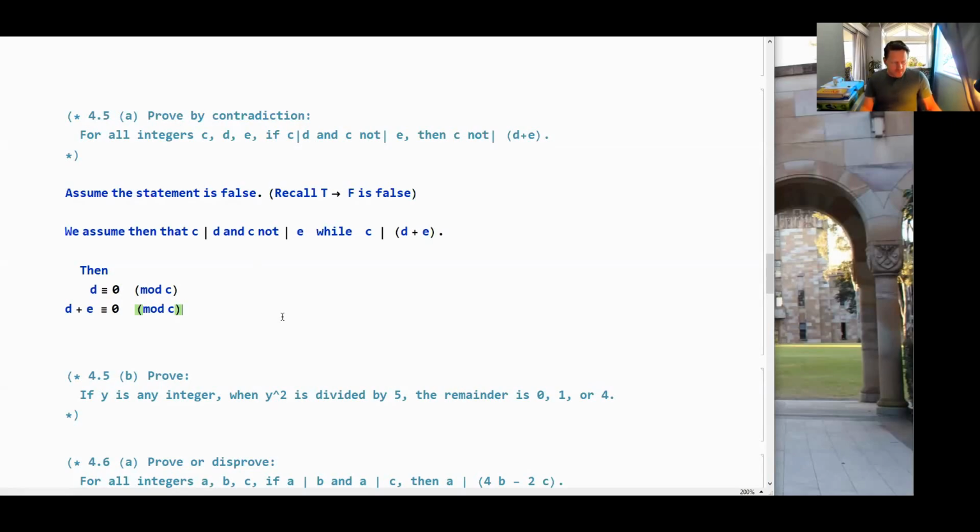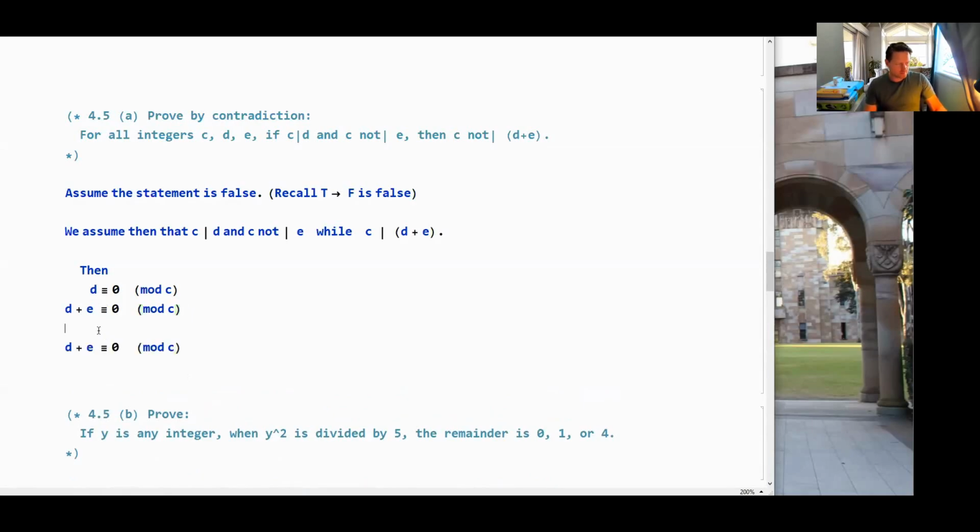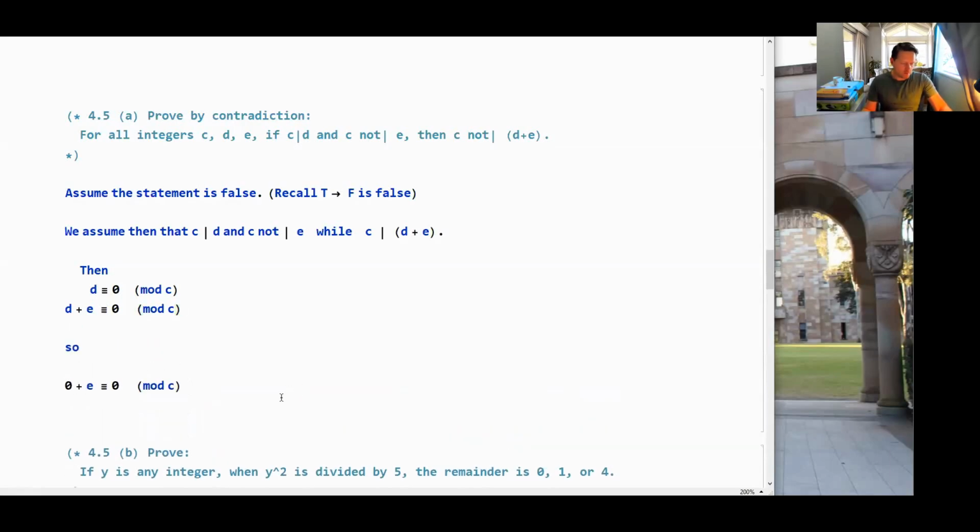Okay, so given that's the case, you can think of these, or they act a lot like equations. So that's why it's a useful way to represent divisibility. So what I want to do then is replace D with 0 in the second equation, because we can do that. So we have 0 plus E is congruent to 0 mod C.